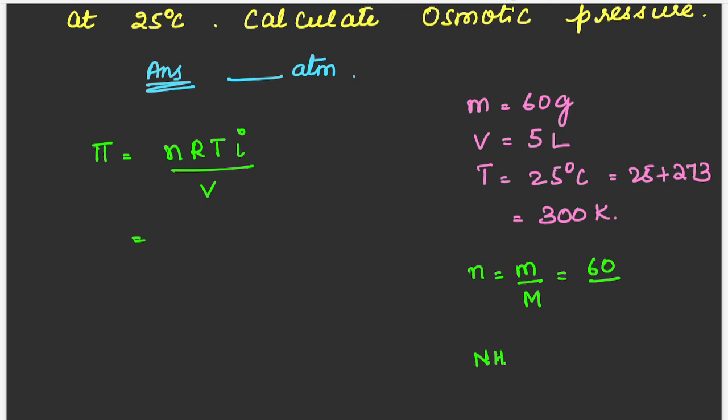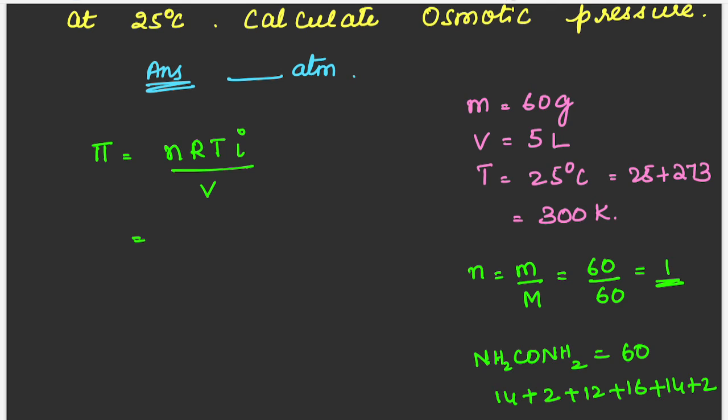Urea formula is NH2CONH2. So calculate the molar mass. Nitrogen is 14, plus 2 hydrogen, plus carbon is 12, plus oxygen is 16, plus nitrogen is 14, plus 2. So add all this, you will be getting 60. So 60 divided by 60 is equal to 1. So now we got N as 1.